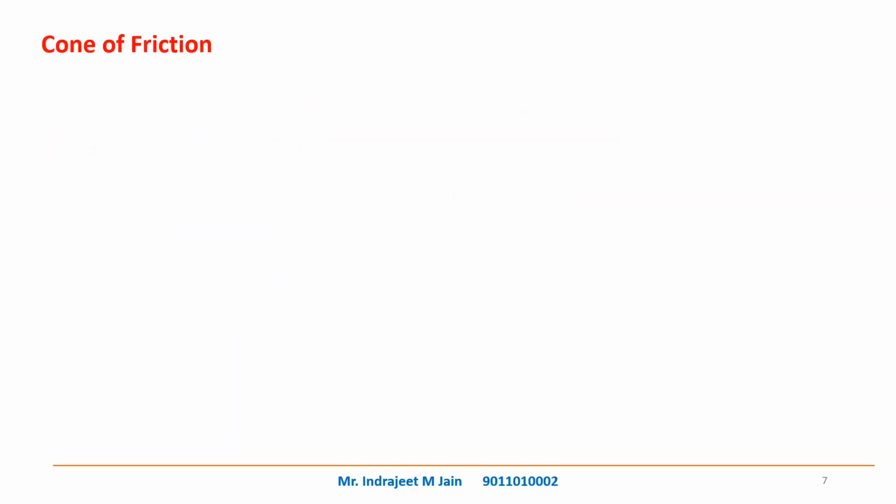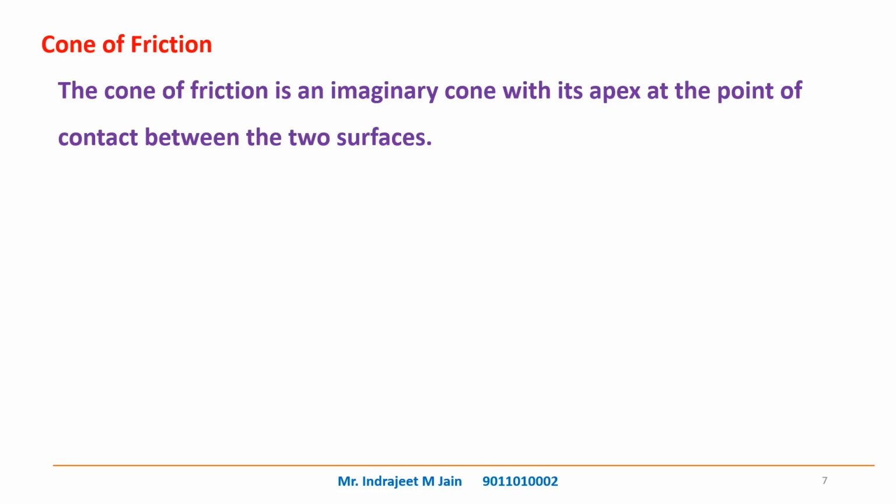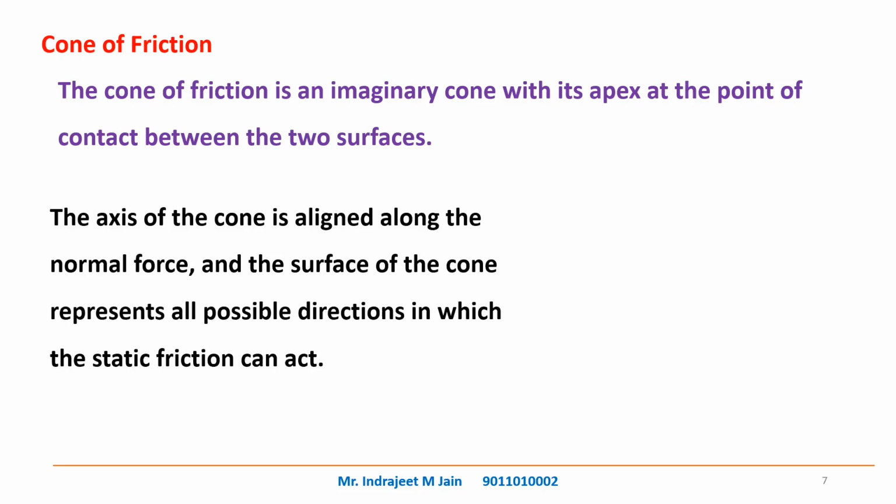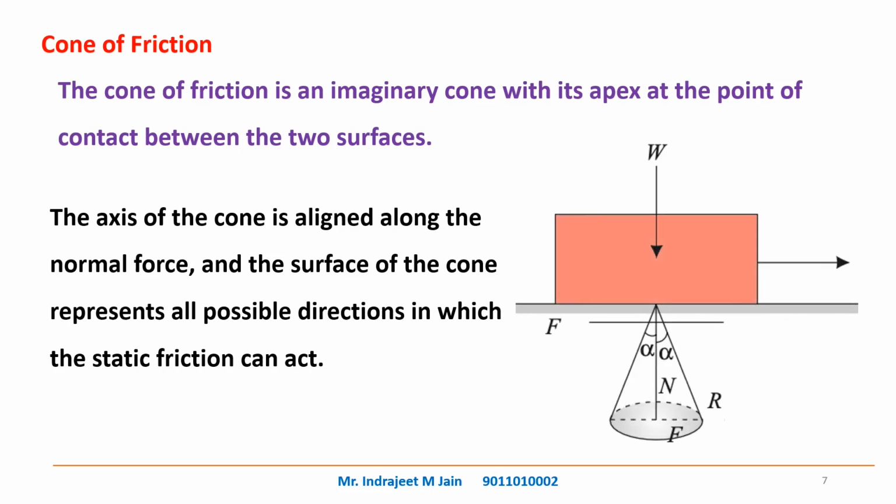Now next is the cone of friction. The cone of friction is an imaginary cone with its apex at the point of contact between two surfaces. The axis of the cone is aligned along the normal force, and the surface of the cone represents all the possible directions in which the static friction acts. So this figure shows you the cone of friction.